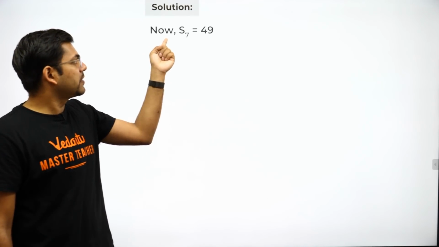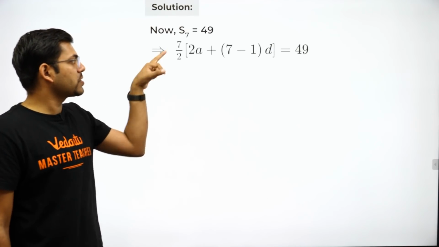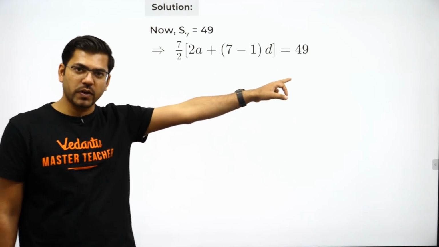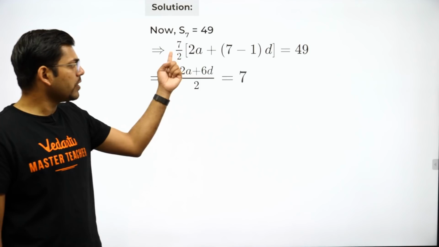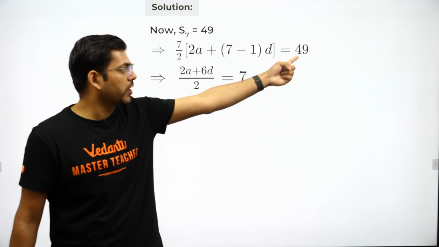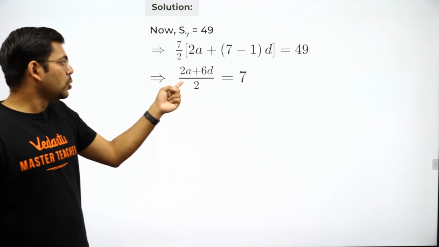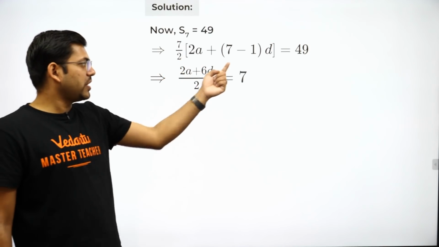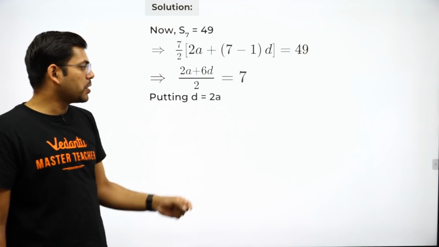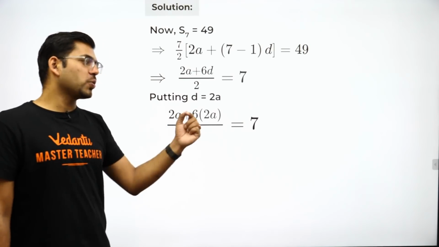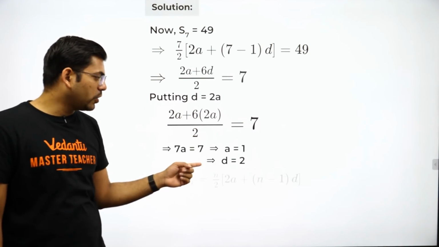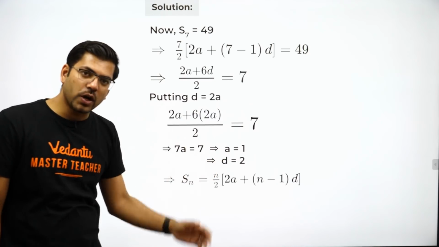And this S7 is 49, so I'm writing the equation 7 by 2 into 2a plus 7 minus 1 into d. And here I'll put the value of d equal to 2a. Solving the whole equation, 7 cancelled, this 49 is 7 times 7. 2 is still here, and 2a plus 6d, and now I'll put the value of d equal to 2a, and we have 2a plus 6 times 2a divided by 2 is equal to 7, and hence we get the value of a equal to 1 and d equal to 2.